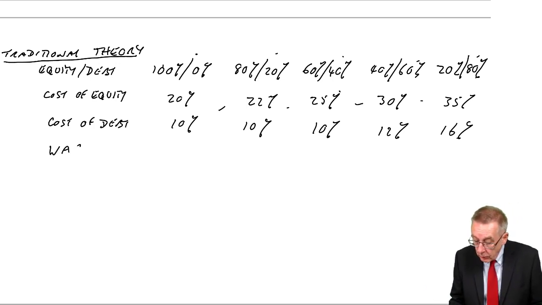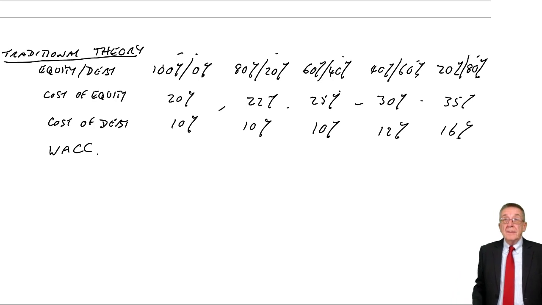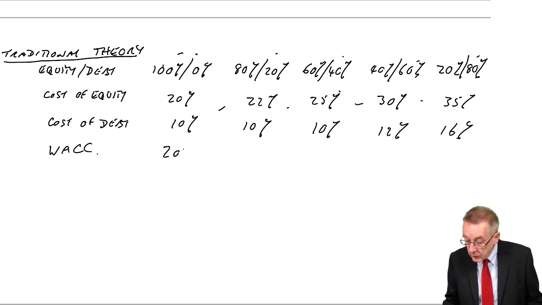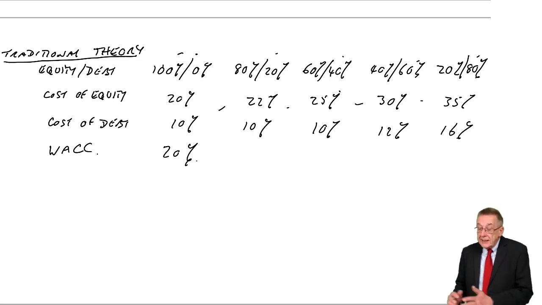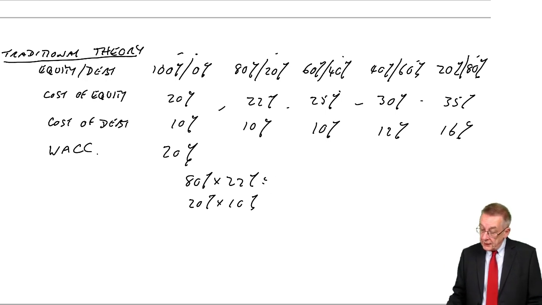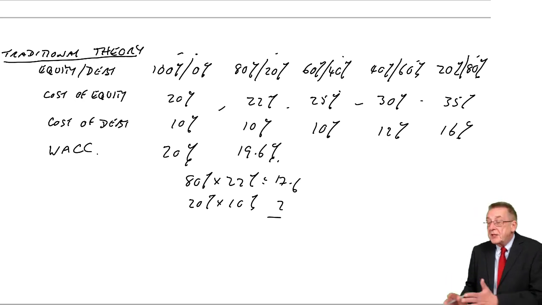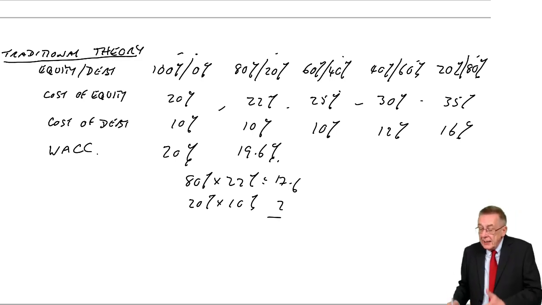And on those illustrative figures, what would happen to the weighted average cost of capital? Well, if they're all equity financed, there is just the cost of equity. The cost of capital would be 20%. If it's 80%, 20%, the weighted average will be 80% of 22%, together with 20% debt at a cost of 10%. So the weighted average would be 19.6%. I don't want to waste too much time here. As I say, you won't be asked to do this in the exam, but I'm just trying to illustrate what the traditional theory was saying.